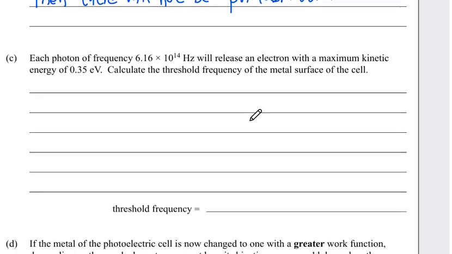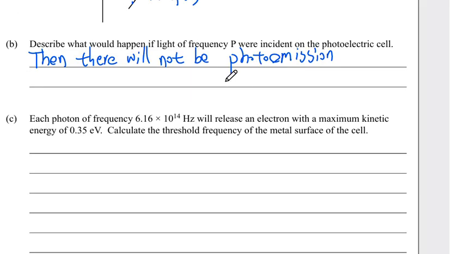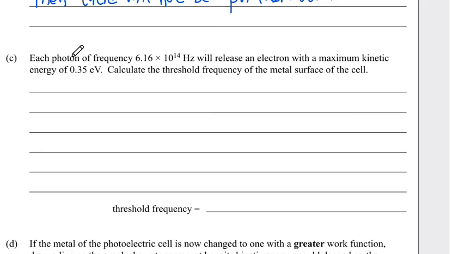For the third one, part C, I believe it is connected with the previous one, so let's try to calculate this too. Each photon of frequency this much will release an electron with the maximum kinetic energy of 0.35 electronvolts. Calculate the threshold frequency. We have done this many times. If we want to know f0, the threshold frequency, we want to know phi, the work function of that metal.